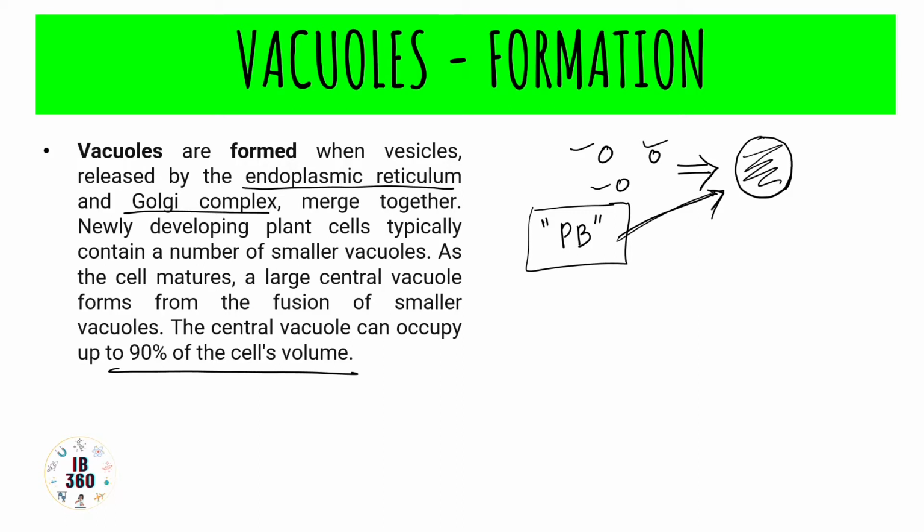Vacuole formation, in this standard we do not deal with in that much detail, but if you are asked, you should know that the endoplasmic reticulum and Golgi complex, both very important parts of the endomembrane system, release vesicles, and when the cell matures, these vesicles fuse with each other and occupy a much larger centralized space inside the cytoplasm, almost 90% of the cell's volume in case of plants, and then they would be called vacuoles.